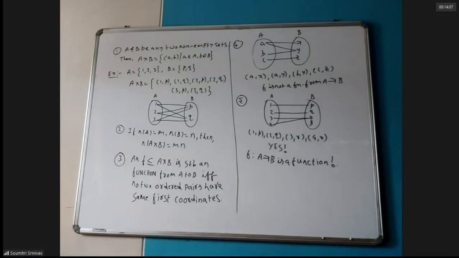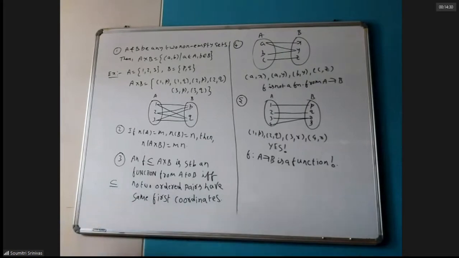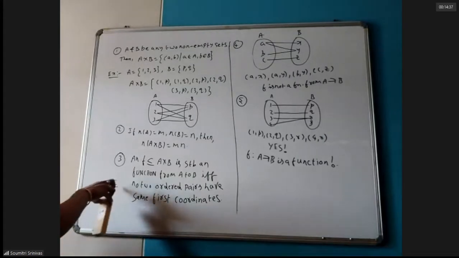Sir, excuse me, sir. In the third point, what is the meaning of F from A to B? How is that sign written, sir? Curve or less than or equal to? It is contained in, subset. Subset or equal to. Okay, sir. Clear.